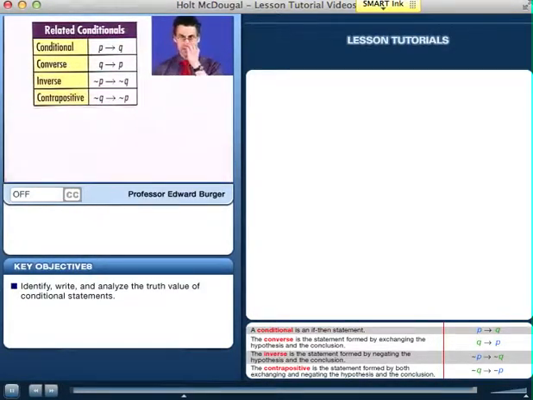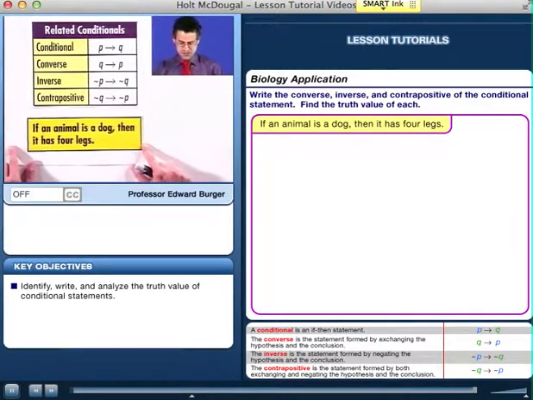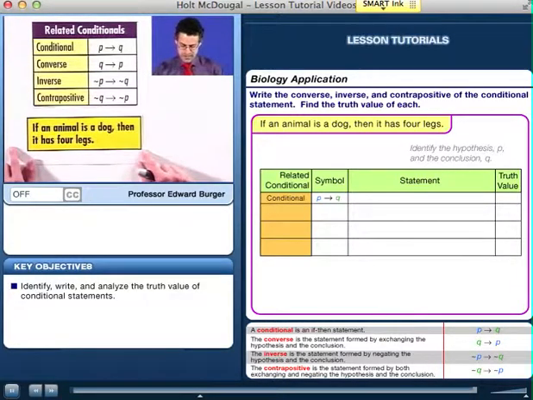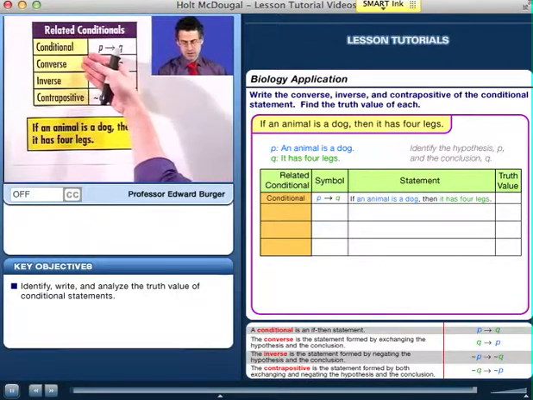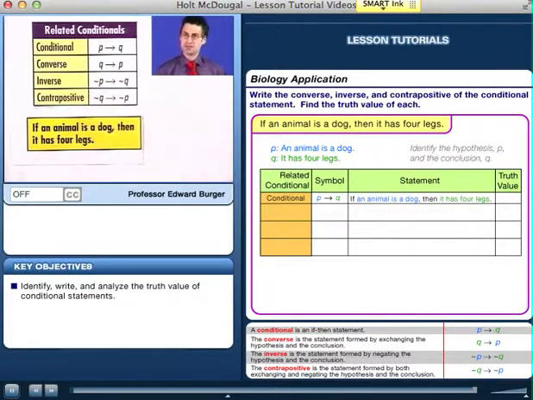Well, there are a lot of things to think about, and I want us to look at an example. Here's a conditional statement. I'm going to think of this as "if P, then Q," where P is that an animal is a dog, and Q is it has 4 legs. And I want to now write out each of the corresponding converse, inverse, and contrapositive statements, and for each determine if in fact it's true. And if it's not true, let's provide a counterexample.